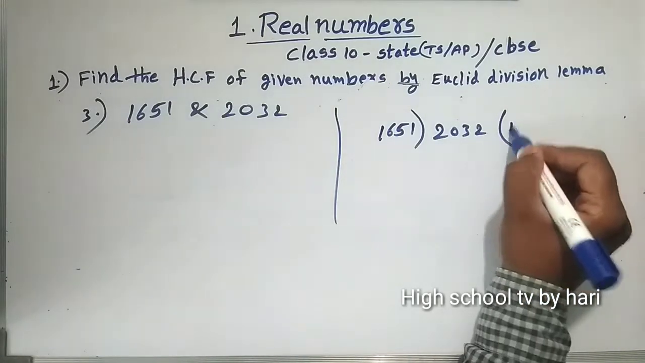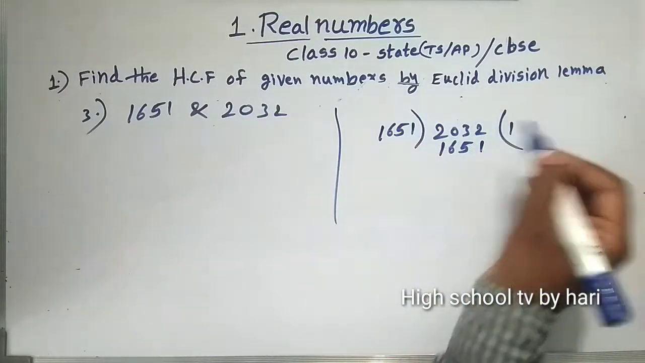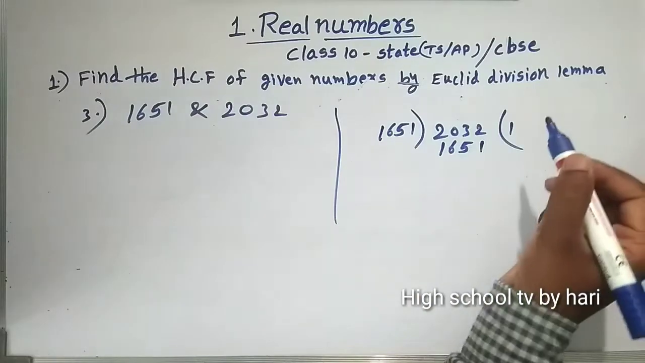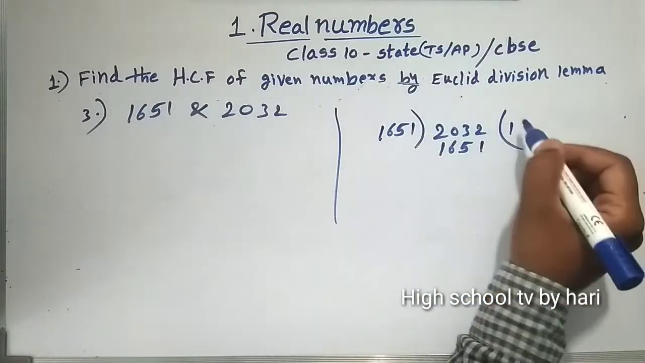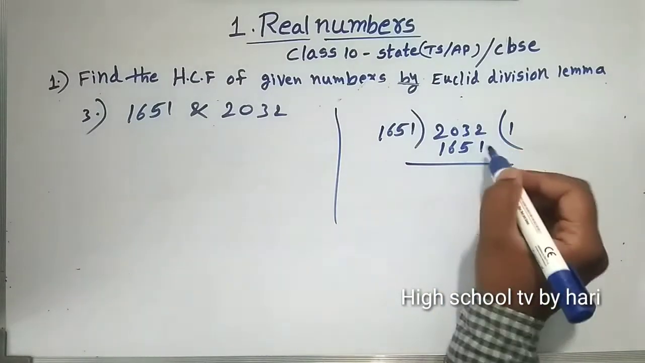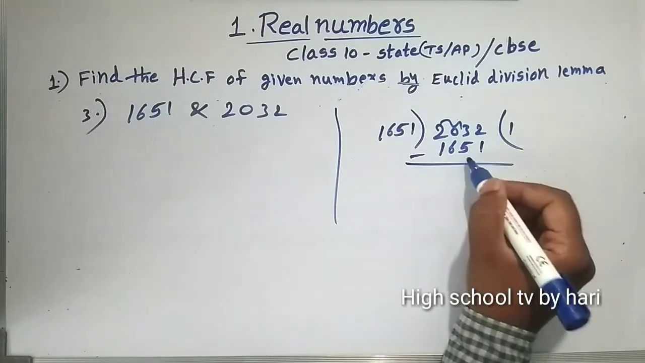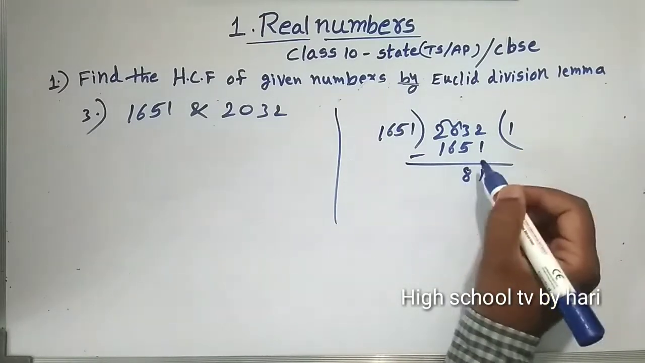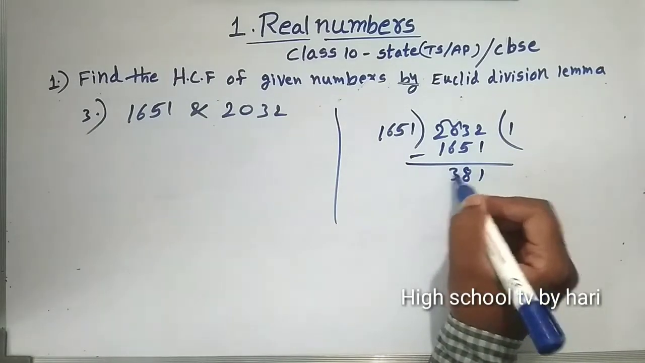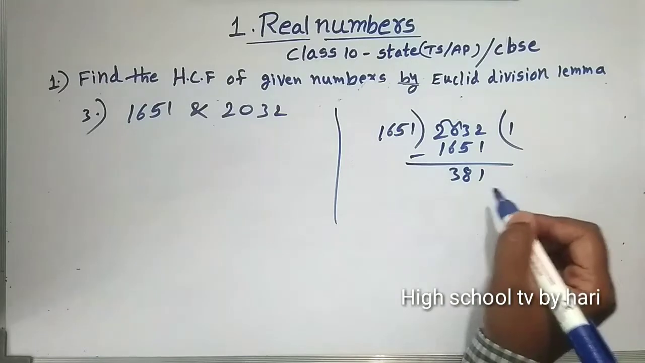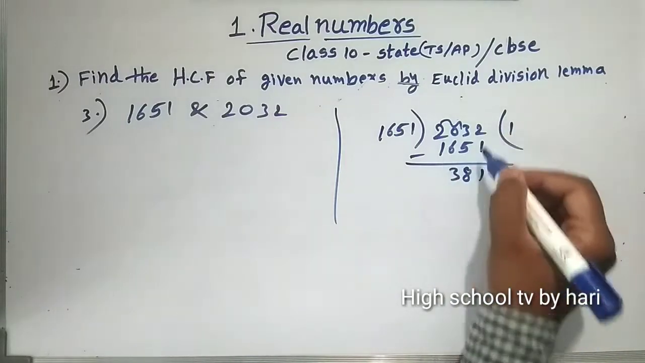1651 once, 1651. If we take 1651 twos, 1600 multiplied by 2 means it gets 3200. So don't take that, take 1651 into 1, 1651. Now subtraction, 2 minus 1, 1. Borrow. 13 minus 5 is 8. Here remaining 9. 9 minus 6 is 3. Here remaining 1 only. 1 minus 1, 0. 381. And this is the remainder. This total division is complete.